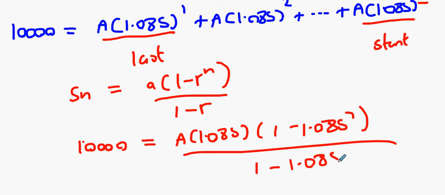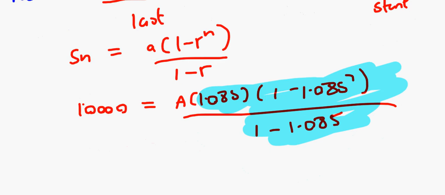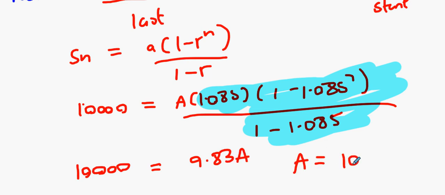Killian, will you give me the number for that? Just this stuff here. 9.83. Yeah. Okay. And then 10,000 divided by 9.83. 1,017.22. A equals 1,017 point 22 cents. 23 cents. Anybody get there before me? Probably not. Alright.